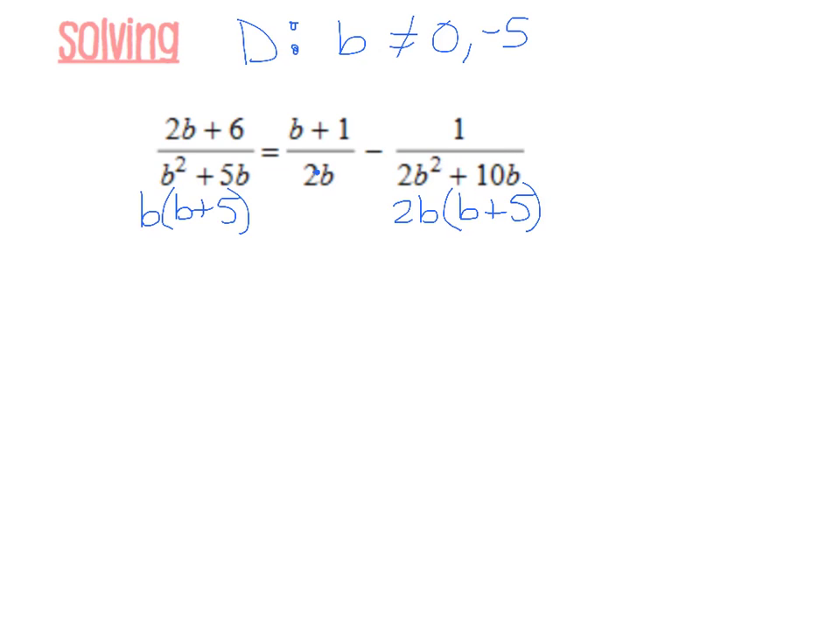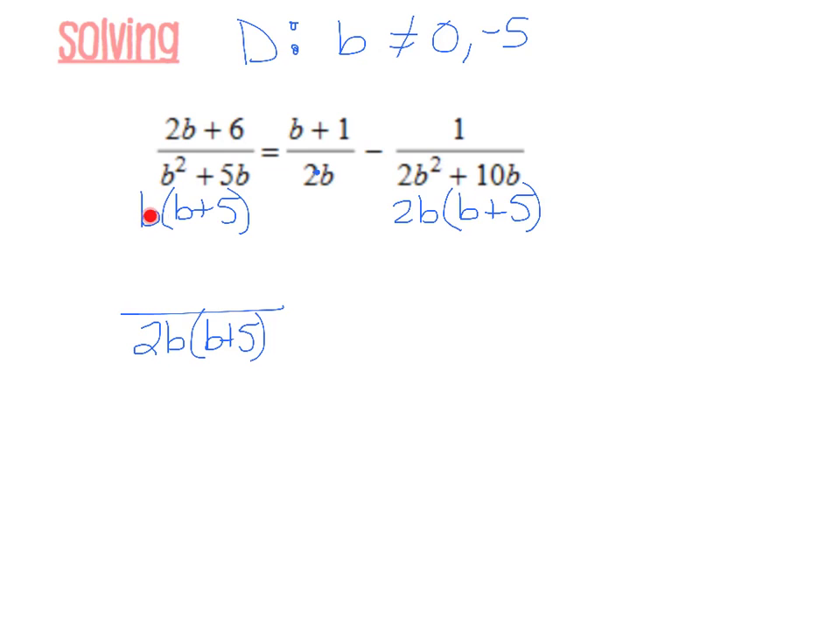This b could be the same as that b. And then over here I've got that 2, got it, b, got it, and the b plus 5 we talked about right there. Looks like we need to have a 2, we need to have a b, and we need to have a b plus 5. That's going to be our common denominator.